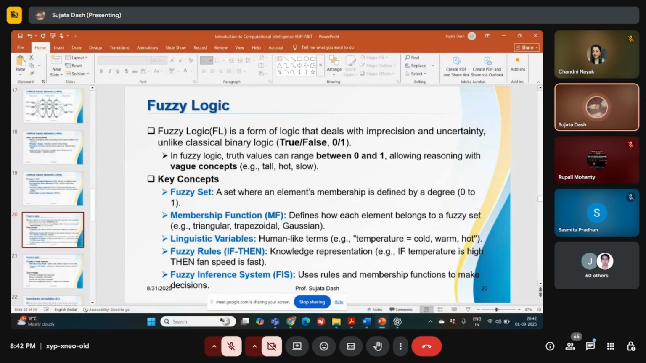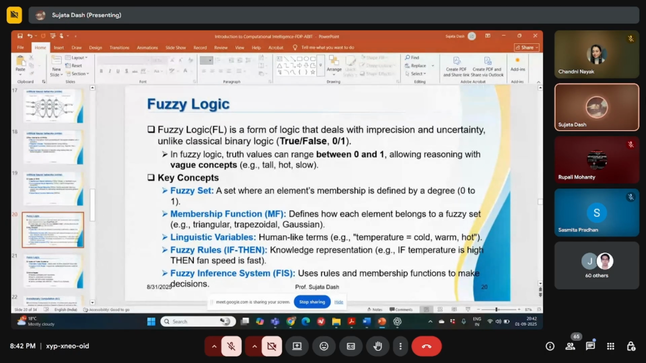Then another concept we use here is the fuzzy inference system. The fuzzy inference system uses rules and membership functions to make the decision. After this, I must tell you another concept, defuzzification. It converts the fuzzy output back into a crisp value so that it can be used by machine control.